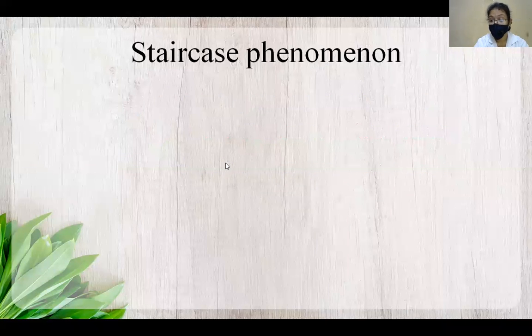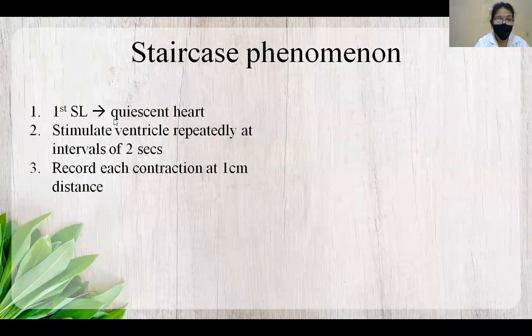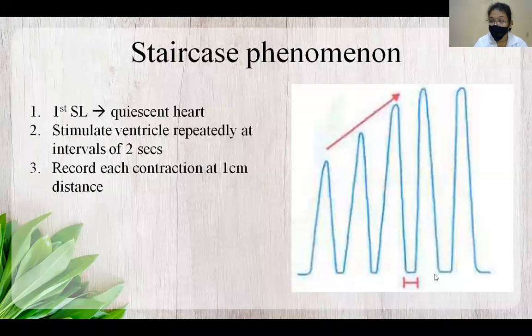Now, what is the staircase phenomenon? Again, you have to make a quiescent heart by tying the first Stannius ligature. Here, we give repeated stimuli every 2 seconds. We are not waiting long. So rapid repeated stimulation is required, and we continuously record the contractions at a distance of 1 centimeter each. This is what we see.